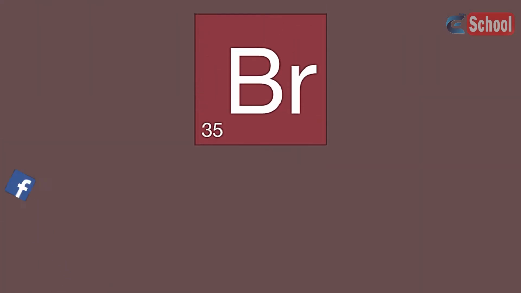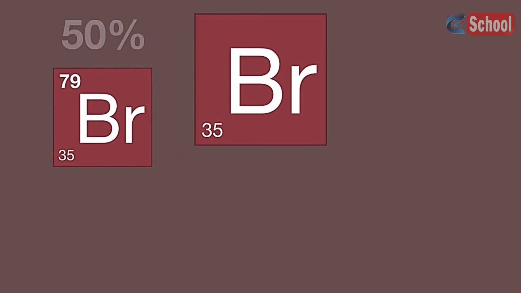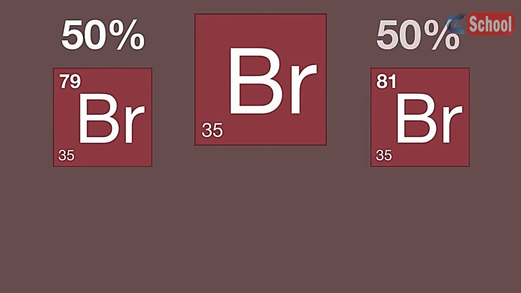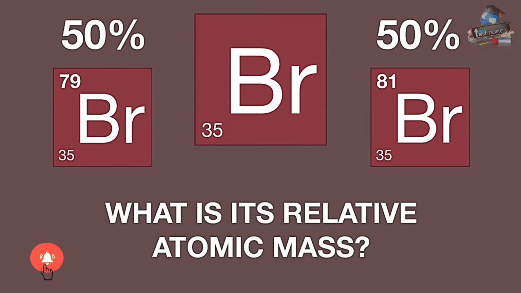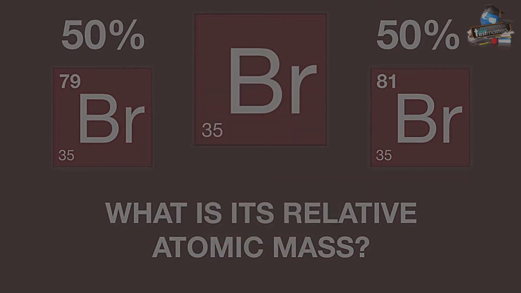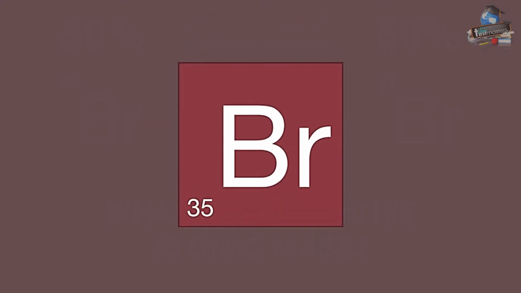Here's another example for you. A sample of bromine contains 50% bromine-79 and 50% bromine-81. What is its relative atomic mass? Pause the video. You may be able to work this out straight away. If not, write it down as in the chlorine example. The answer is 80.